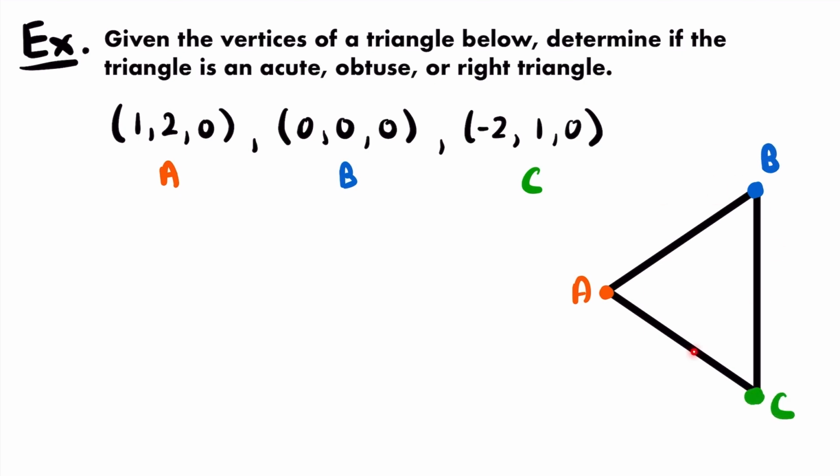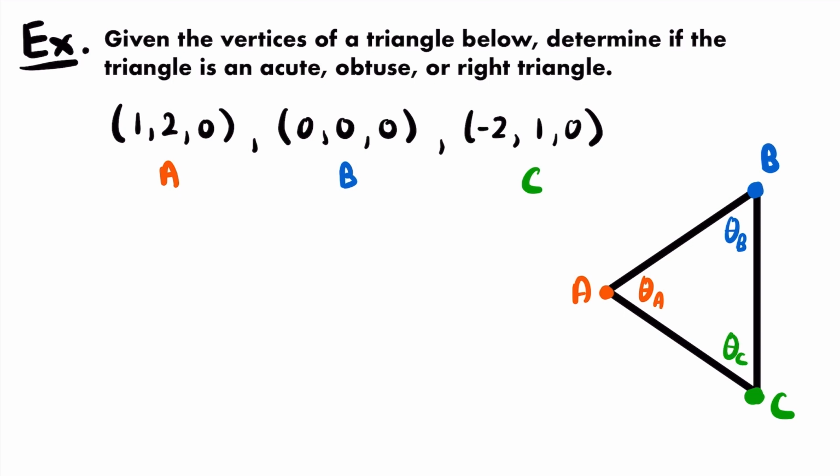This triangle, like all triangles, has three different angles. We're going to have an angle in this corner where vertex A is, another angle in this corner where vertex B is, and then a third angle in this corner where vertex C is. And I'm going to label those like this. I'll label the angle here as theta sub A, this angle theta sub B, and this angle theta sub C.